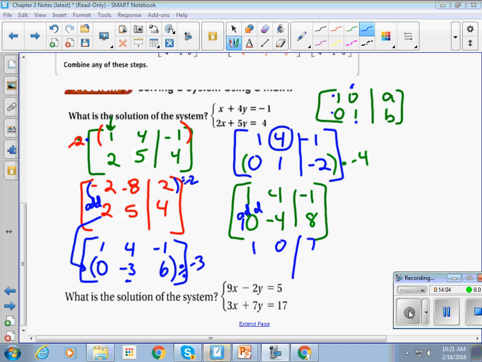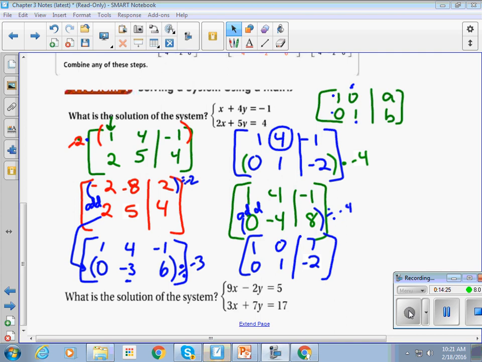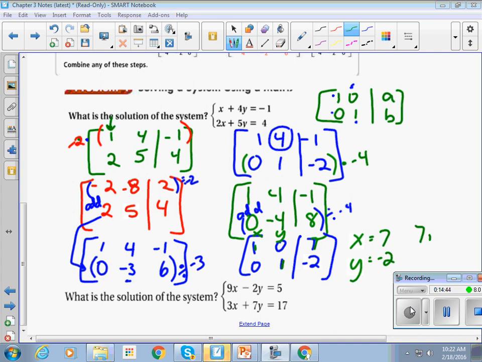Then I'm going to take my bottom one and divide back out the -4. So 0 divided by -4 is 0. -4 divided by -4 is 1. And 8 divided by -4 is -2. Because this is my x column and this is my y column, 1x equals 7 and 1y equals -2. So my solution is 7, -2.